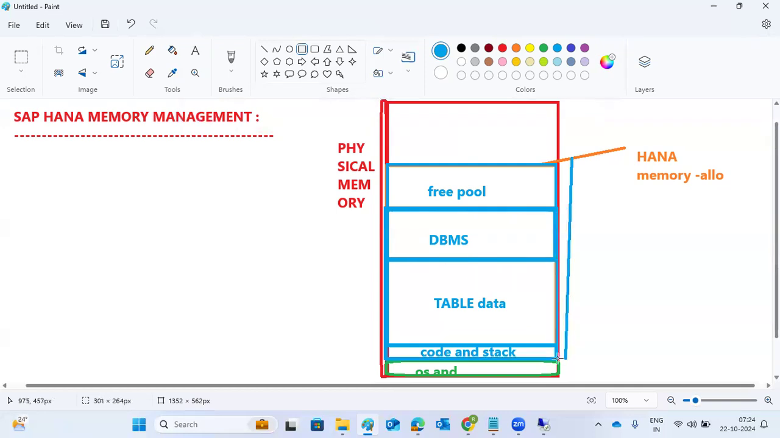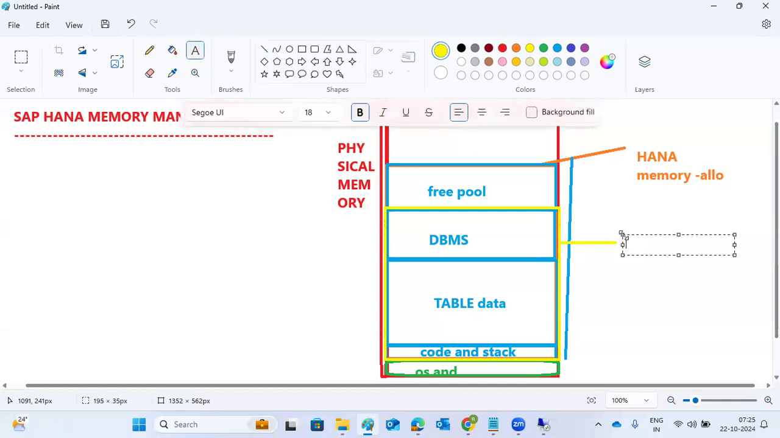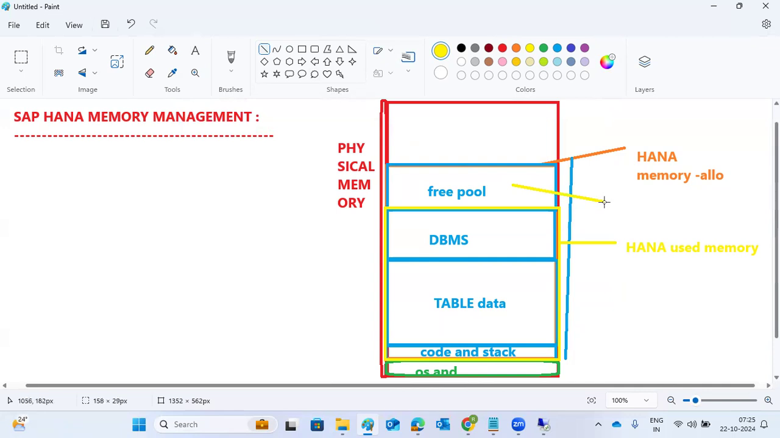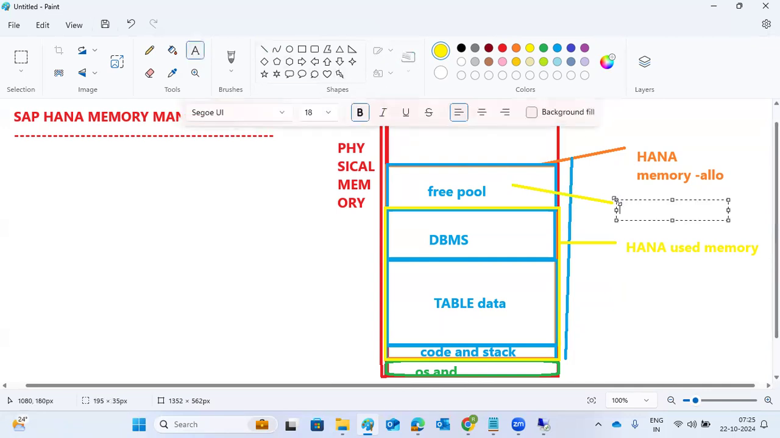This box means HANA code, table data, and the DBMS. The entire box from here to here, we call it the HANA used memory. HANA is currently using this memory. But this is called the HANA free memory. Currently it is free.